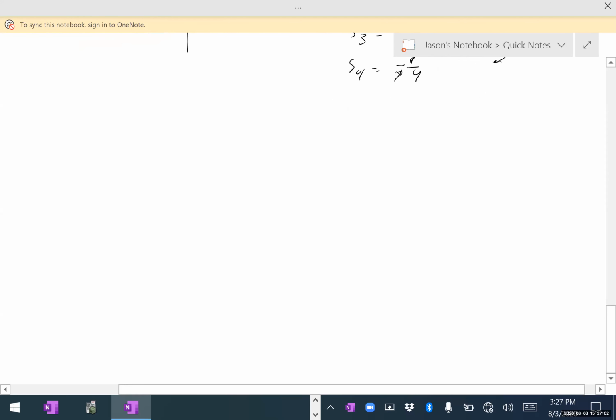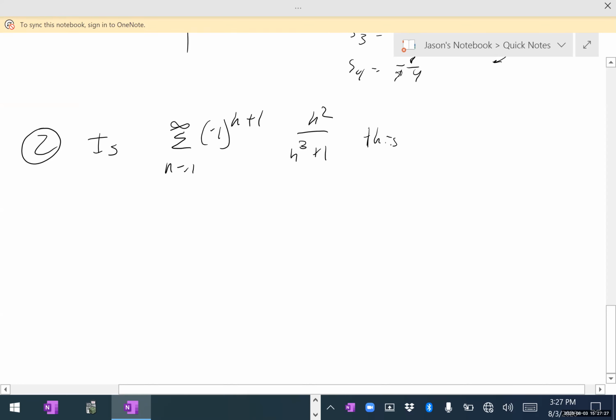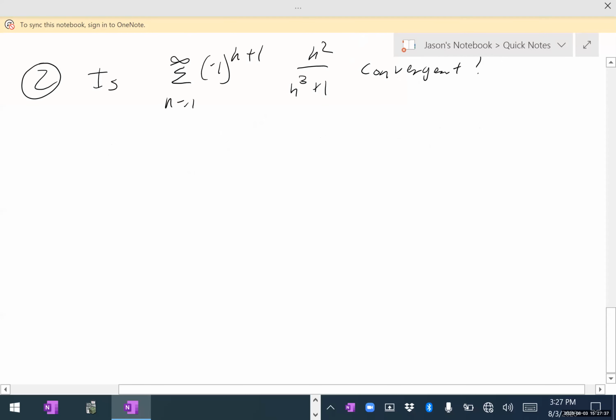Okay, number 2 is the summation of n equals 1 to infinity of (-1)^(n+1) times n squared over n cubed plus 1. Is this thing convergent? Is it n squared or n cubed? I don't know if it's n cubed. It's n cubed plus 1. I should probably just say, is that convergent? Okay, is that convergent?